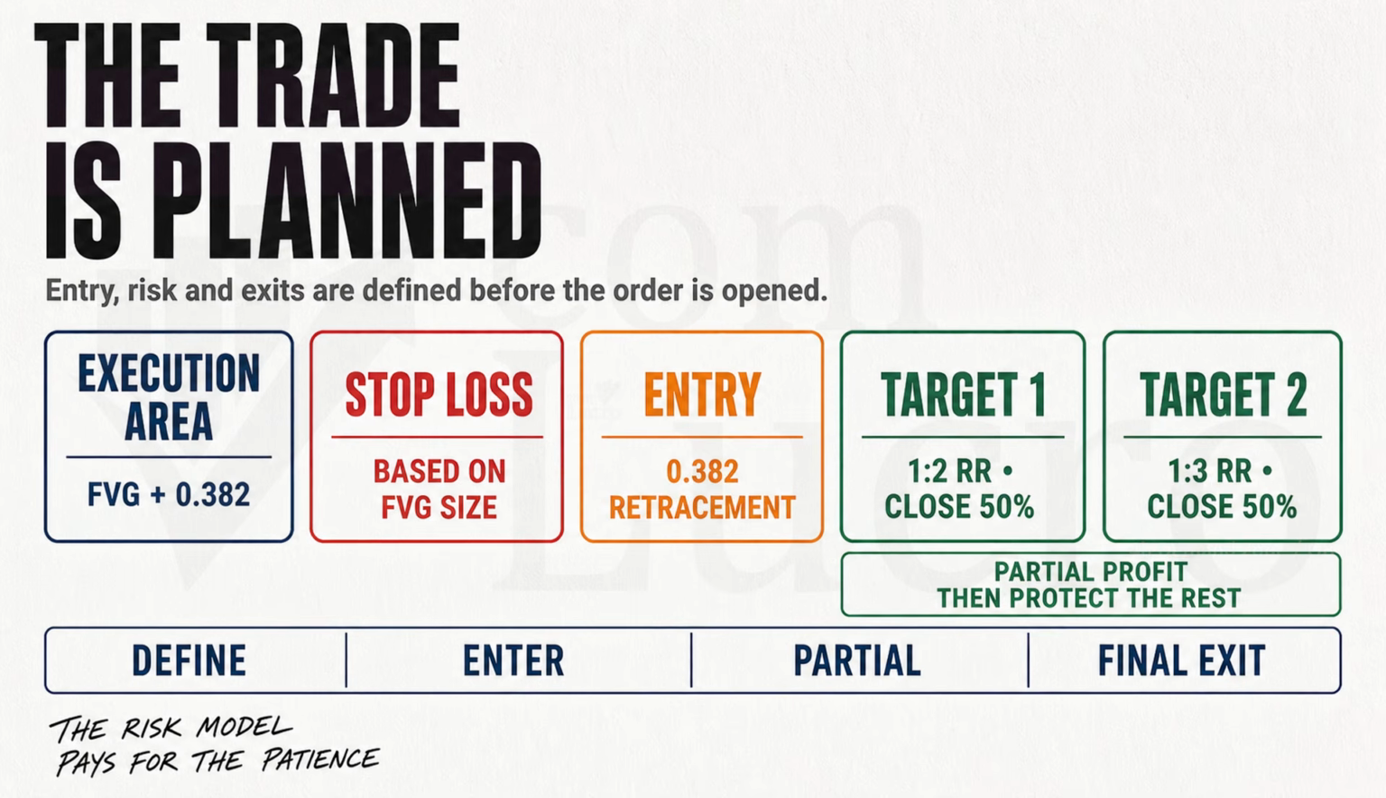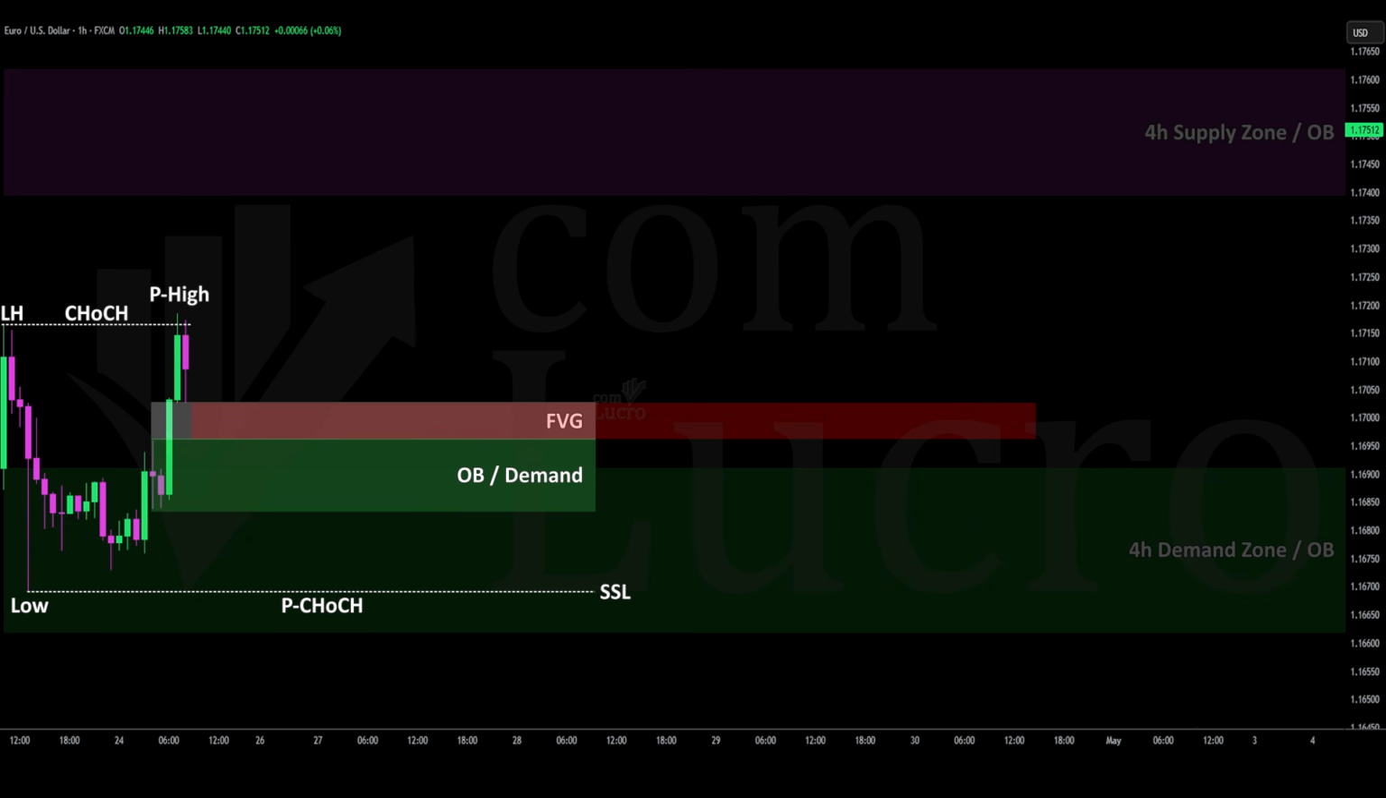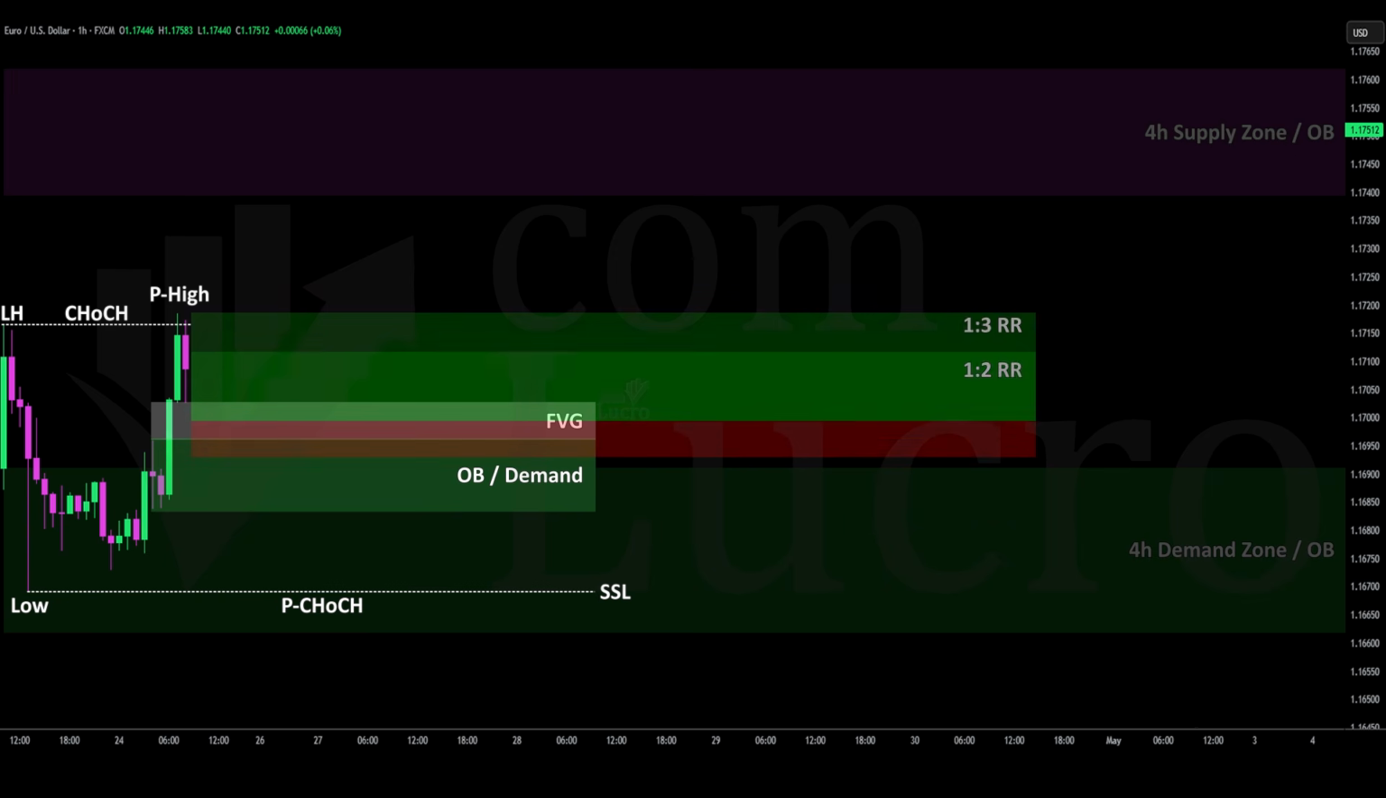The entry will be positioned around the 0.382 Fibonacci retracement level, and the trade will be managed using two separate targets. The first objective will be placed at a 1-to-2 risk-to-reward ratio, where 50% of the position will be closed. The final target will be placed at a 1-to-3 risk-to-reward ratio, where the remaining 50% of the position will be closed. Once the stop loss and both targets are positioned, we can see price retracing directly into the setup and beginning to move toward the first objective at 1-to-2.